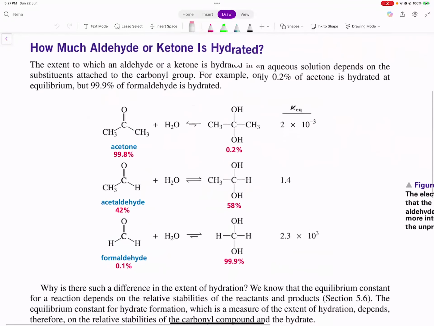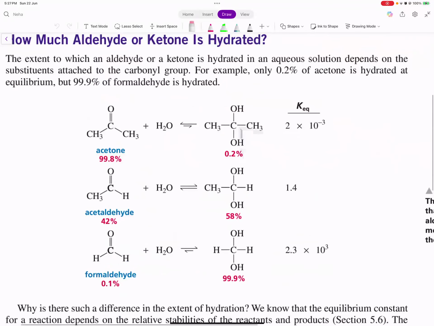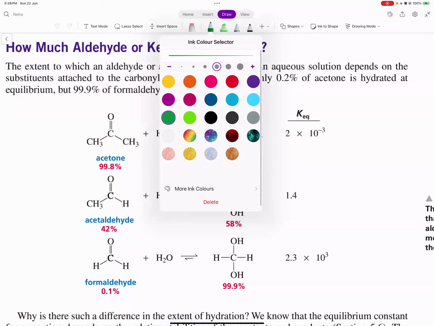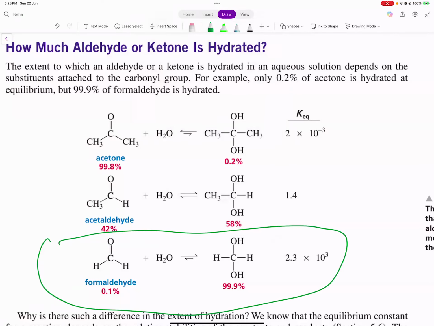See how much aldehyde or ketone is hydrated. See what is happening. We'll start from this, the formaldehyde. Obviously we do not have any electron donating groups here. So the carbon delta plus is maximum here. And now this methyl group is destroying the positive. So the maximum hydrate is at the bottom.